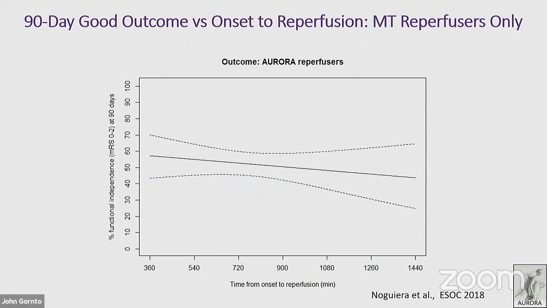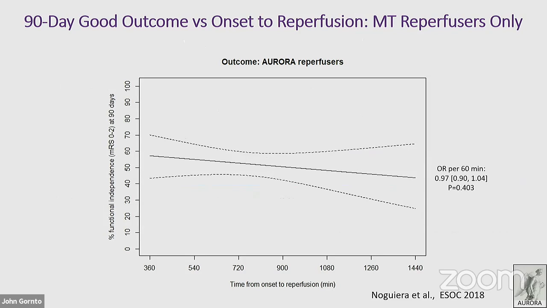This is the time from onset to reperfusion, and on the other axis you can see the functional independence. Whereas in the acute setting, this slope would be really going down, right? Because the later you treat the patient from onset of symptoms, the poorer the outcome they would have. This is a pretty flat graph, again, because these patients were selected based on physiological clock rather than just chronological clock.